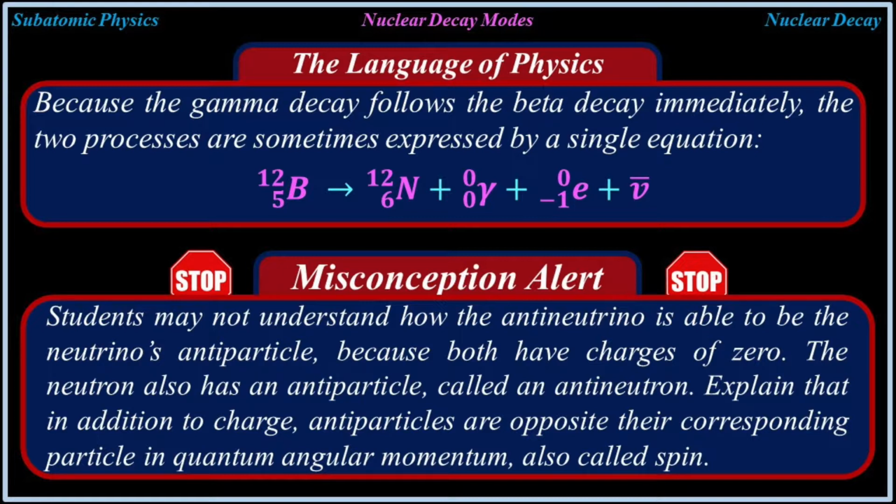Misconception alert. Students may not understand how the antineutrino is able to be the neutrino's antiparticle because both have charges of zero. The neutrino also has an antiparticle called an antineutrino. Explain that in addition to charge, antiparticles are opposite their corresponding particle in quantum angular momentum, also called spin.